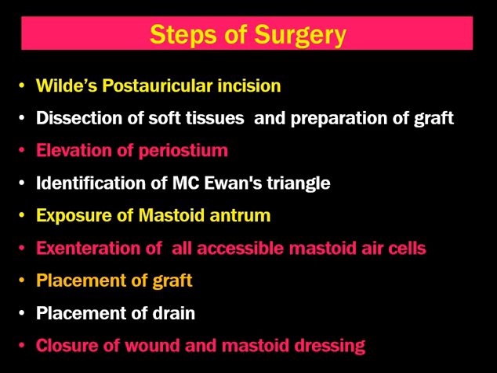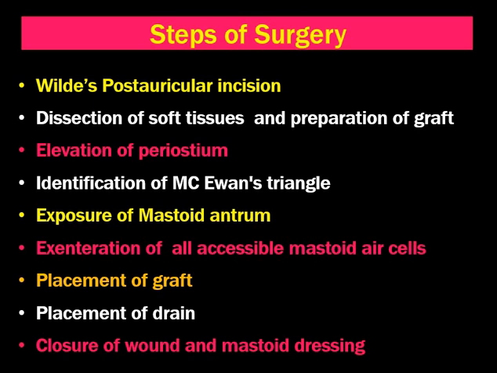What are the steps of surgery? First, we prepare the patient. The surgery can be performed on local or general anesthesia. GA is preferred to local anesthesia. We make Wilde's post-auricular incision. Then dissection of soft tissues and preparation of the graft is made. One of the advantages of temporalis fascia as a graft is that we can take the graft by the same incision site, Wilde's post-auricular incision.